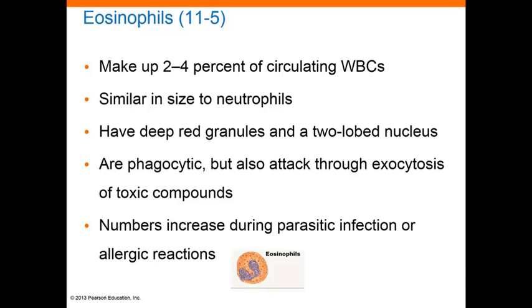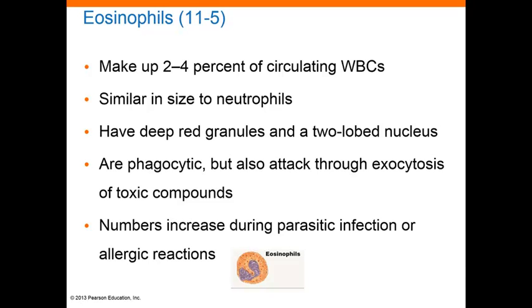Another granulocyte is the eosinophils. Eosinophils are relatively rare, making up only 2 to 4% of the circulating white blood cell population. Eosinophils are about the same size as neutrophils, about 2 to 3 times the size of a red blood cell. However, eosinophils have deep red granules and often they only have a 2-lobe nucleus, looking very much like a horseshoe shape.